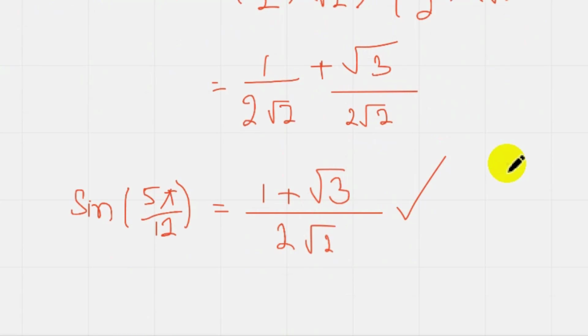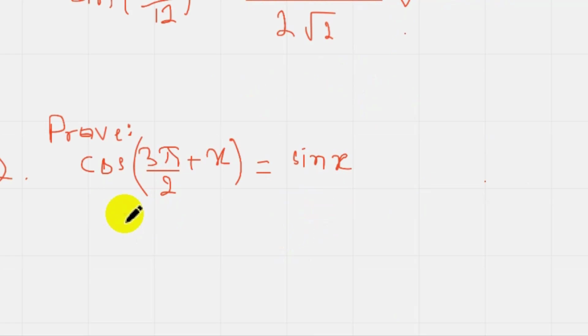Now let's practice another question, the same kind, the angle sum identity. Now the angle sum identity for cos: how can we solve a question? Let's see an example. Here we have a question which is: prove that cos(3 pi over 2 plus x) equals sin x.